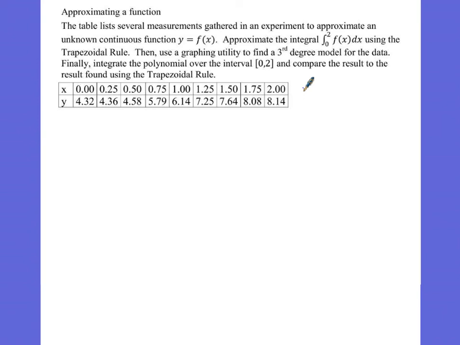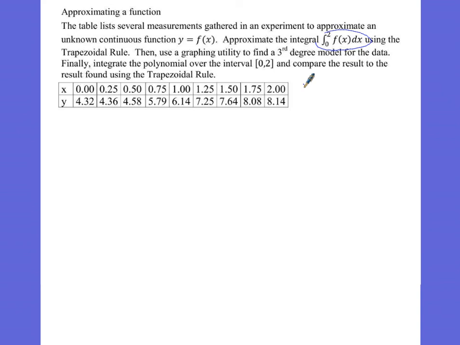The X data is increasing by 0.25 each time. The Y data obviously is changing as well. So we are going to approximate an unknown continuous function using the trapezoidal rule. I'm going from 0 to 2, and my data goes from 0 to 2, whatever that is, time, meters, years, something.